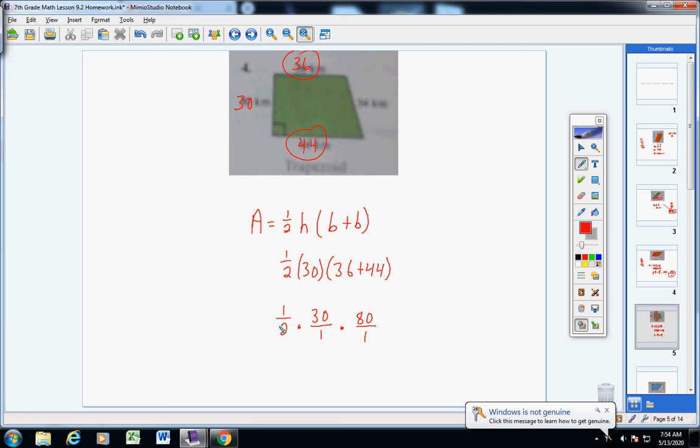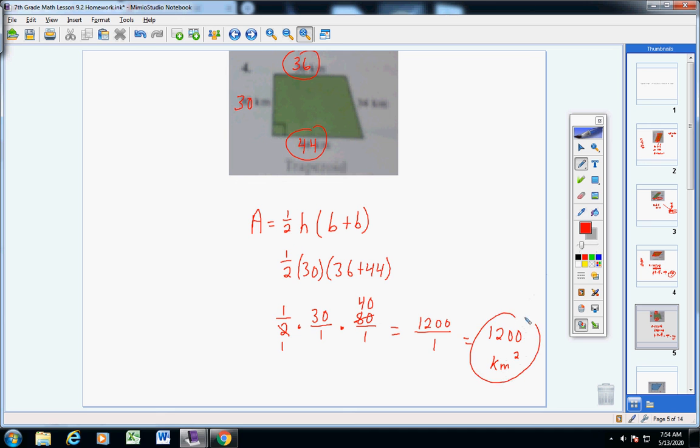And you can cancel the 2 into 30 if you want. I'm going to do the 40 to make it, the 80 to make it easier. And now I have 1 times 30 times 40. And students, that would give me 1200. And then 1 times 1 times 1 is 1. So my answer would be, for number 4, 1200 kilometers squared. All right, there we go.